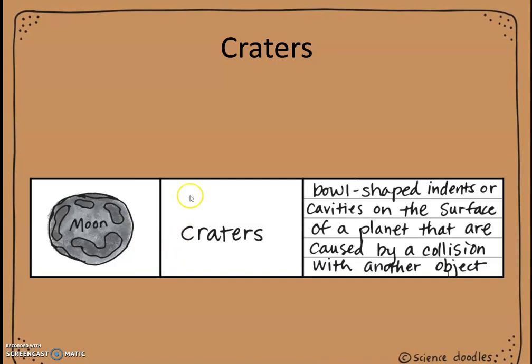Craters. You're going to add the word craters in your middle box. These are bowl-shaped indents or cavities on the surface of a planet, or sometimes on the moon, that are caused by a collision with another object. So you're going to pause the video here and add your word and definition. Unpause when you're finished.